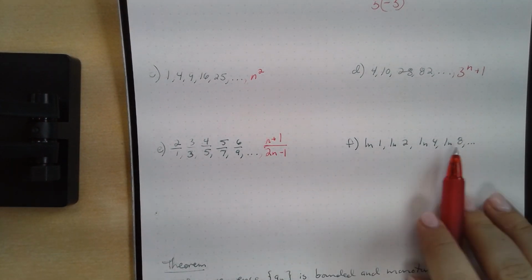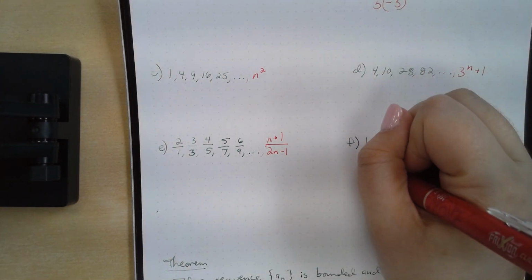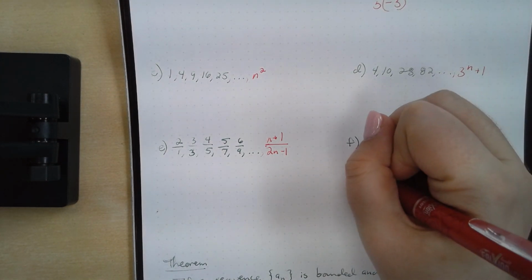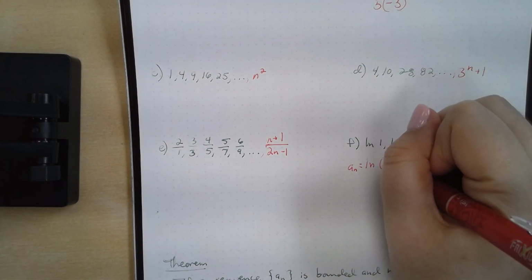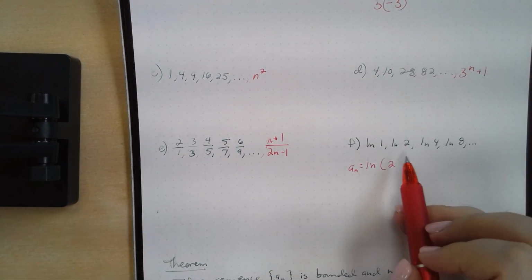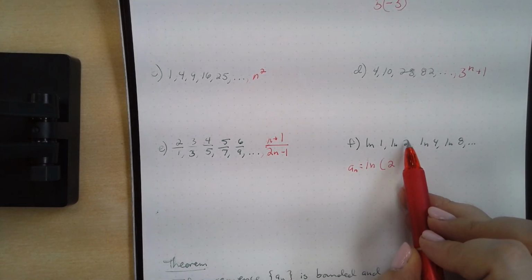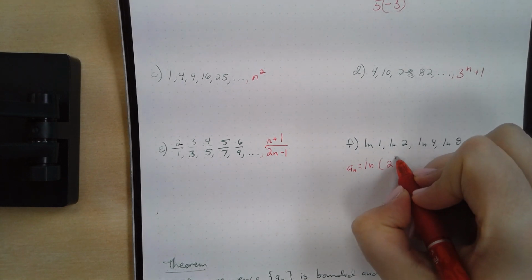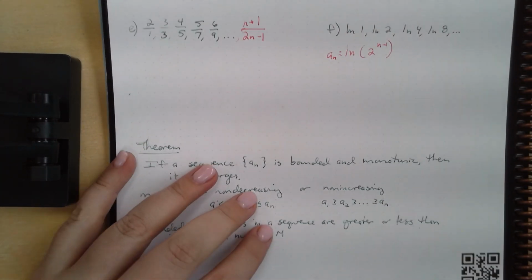And for f, our last one here, we've got ln of 1, 2, 4, 8. So I think it's going to be ln a sub n is equal to ln of, looks like we're going to have 2 to what power? Well, if this is our second term, then we're going to have 2 to the 2 minus 1, so that should be n minus 1, right? Okay, one last thing I want to talk about.